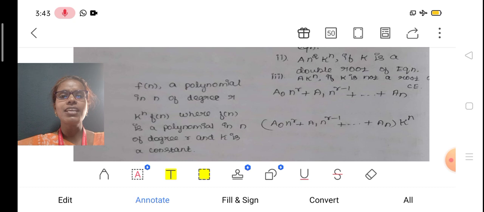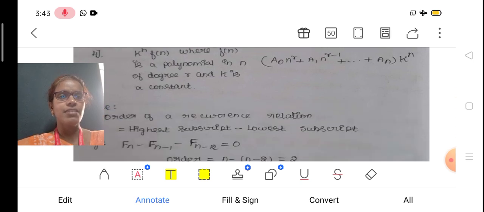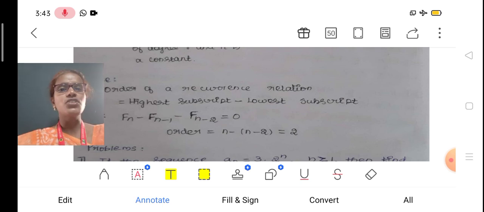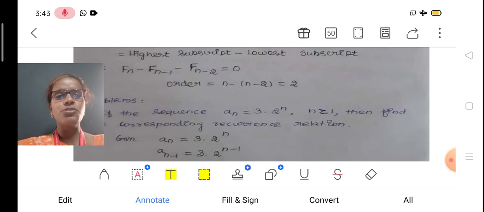The next case is when f(n) is a polynomial. If it is a polynomial, I have to take the form in this form. You can see it, right? And the fourth case is k power n into some polynomial, so we can write the term like this. The first thing is we are going to find the order. For that, highest minus lowest subscript, you can check in the given problem. If the highest is n and the lowest is n minus 2, subtracting these two, the order is 2.